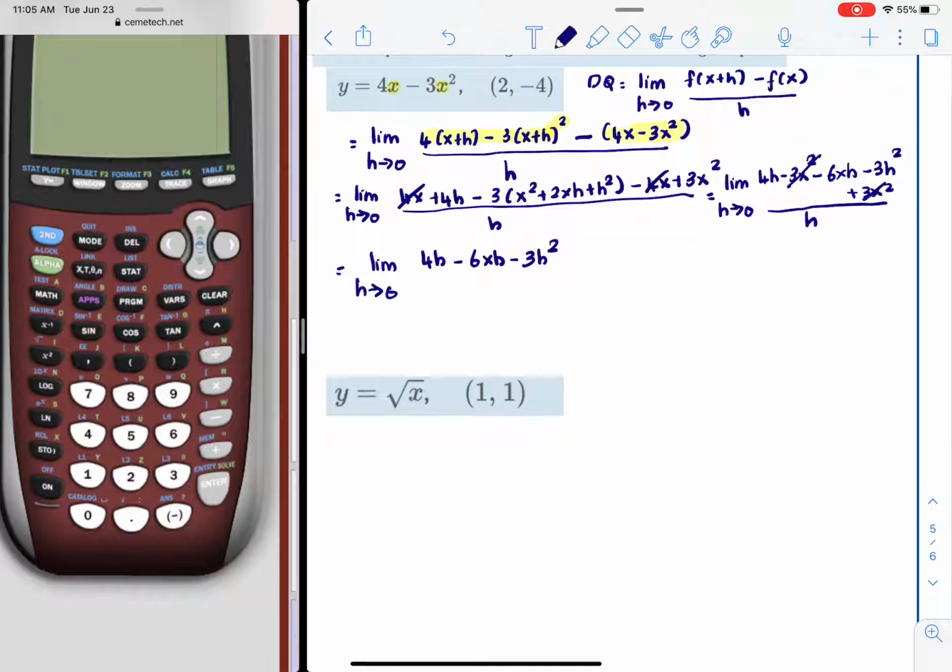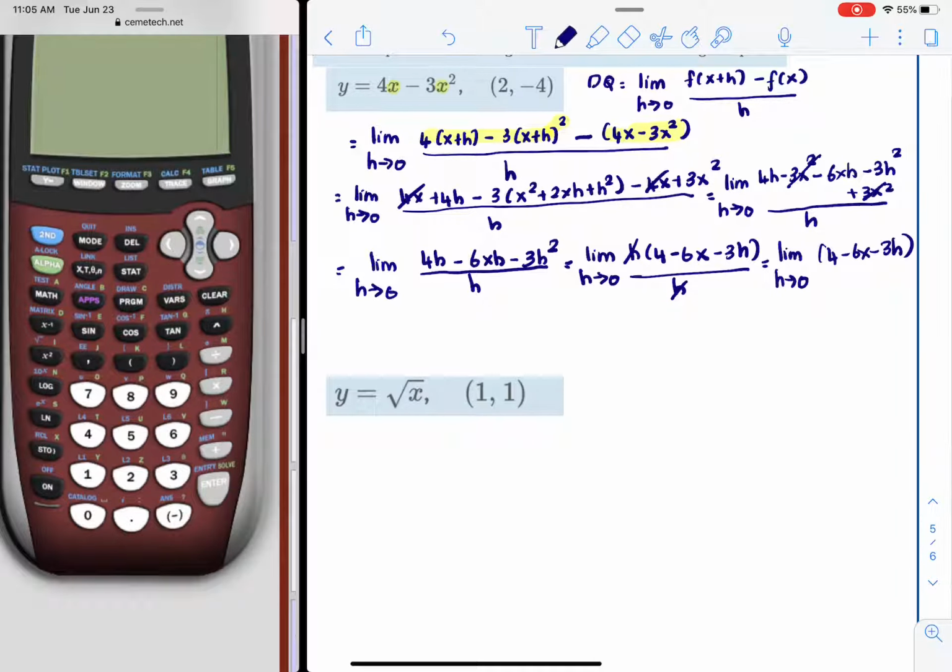So what do we have in common in the numerator? We have an h in common, so the limit as h approaches 0 of 4 minus 6x minus 3h, all divided by h. All I did is pull the h out, so that would be 3h. Cancel the h. And now we could simply apply the limit.